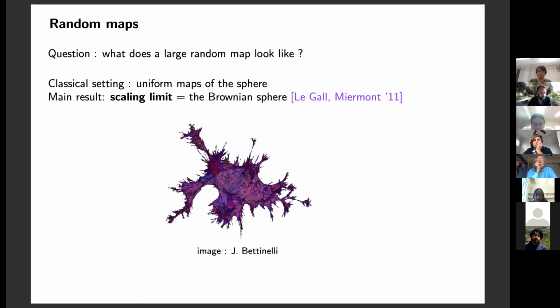So that's just for a bit of history. There's obviously much more work that has been going on. But what I wanted to say is that most of the time people were interested in random maps on fixed topology, the topology of the sphere. So random maps of the sphere.